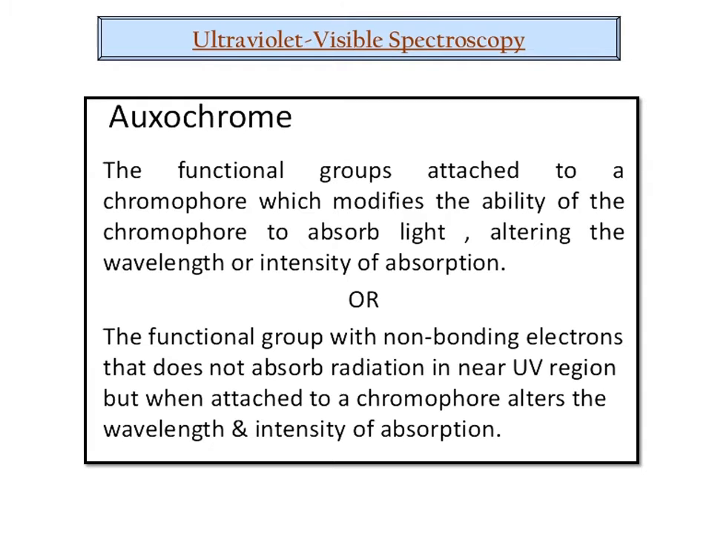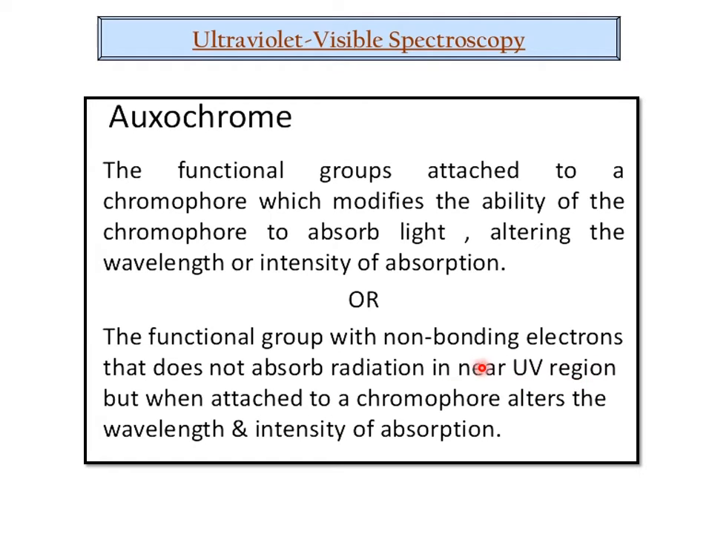Coming to the auxochrome, it is a functional group attached to a chromophore which modifies the ability of the chromophore to absorb light. So when a chromophore is attached to a functional group, it modifies the ability of the chromophore to absorb light, altering the wavelength or intensity of the absorption. Otherwise, a functional group with non-bonding electrons does not absorb radiation in the near UV region. When you run UV spectroscopy, it does not absorb in the near UV region.